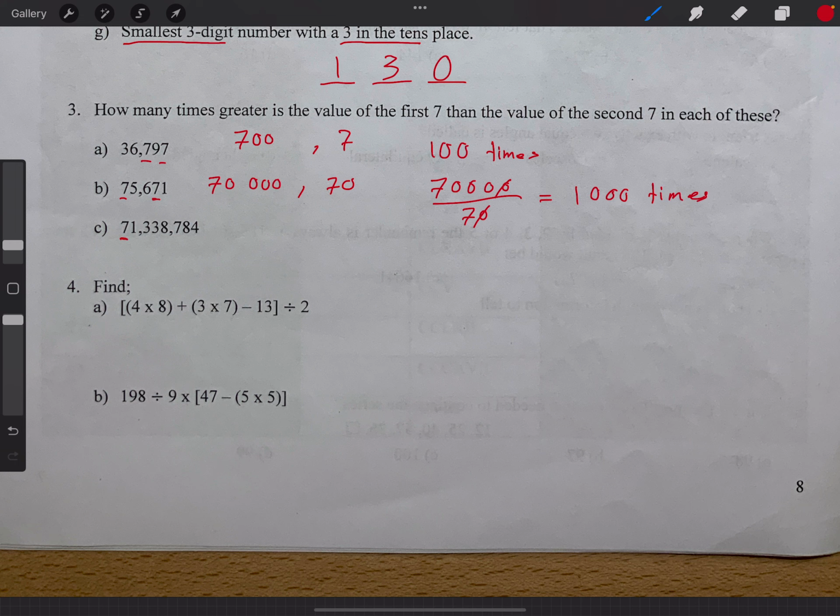This is 70 million, and we're comparing it to 700. So that's 7 here, that's 700. Cross out the zeros. So you got 7 followed by zeros divided by 7. So that's just 1 and 1. How many zeros are there? That's 100,000 times.